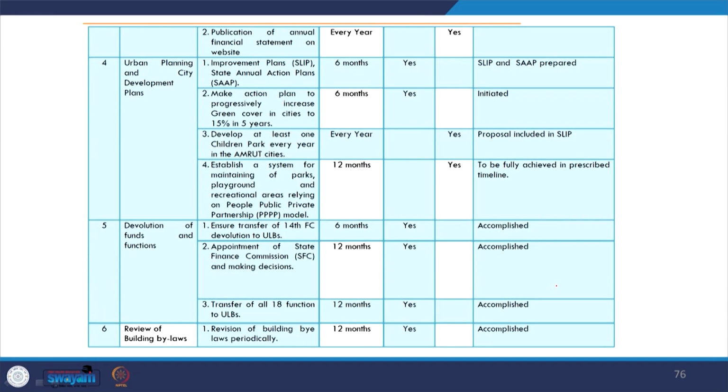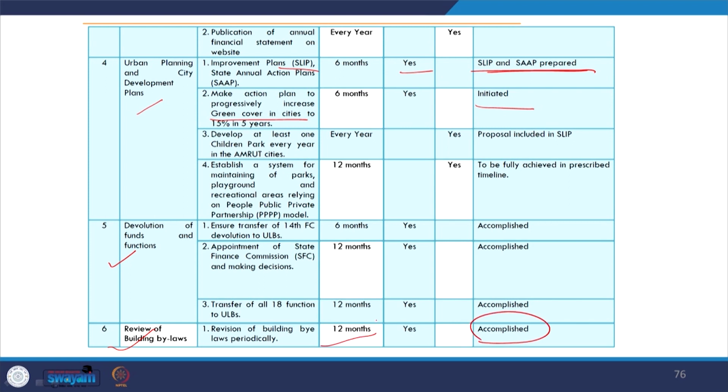You can see all these, how they have worked out in their SAP, urban planning and city development plans. You can see all these SLIPs and SAP have been prepared. They have prepared an action plan to progressively increase green cover. So, how they have initiated all these things, and then the devolution of funds and functions, how the funds have to be mobilized, and the review of building bylaws. So, they have accomplished that.